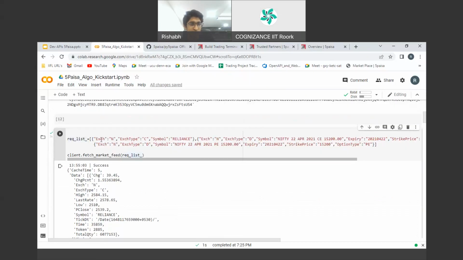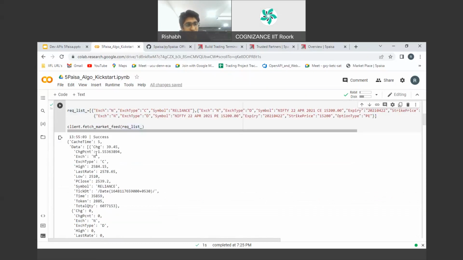So I had put in the payload that NSE is the exchange, the exchange type is cash or C, and the symbol. If I put that, then it returns whatever data. So if you see today what the Reliance price is, can anyone put in the chat what the Reliance price on NSE is now? So we can verify that this API is working.